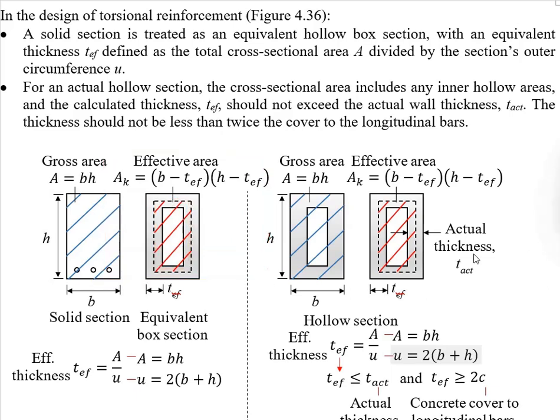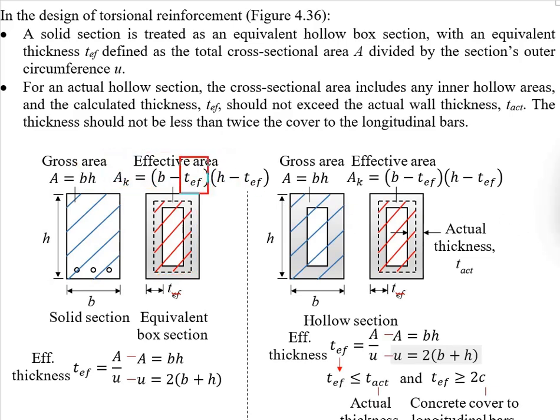representing this area. Now, how do you get this area? First, you need the effective thickness. Taking the width minus half of the effective thickness on each side, that gives you B minus the effective thickness. You will do the same for the height. Take the H minus half on top and half at the bottom. That gives you H minus t_ef. By multiplying this width and this height, you get the effective area.